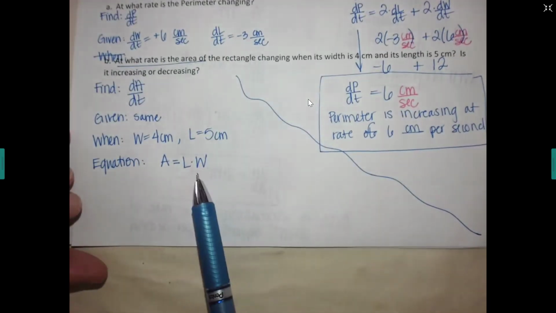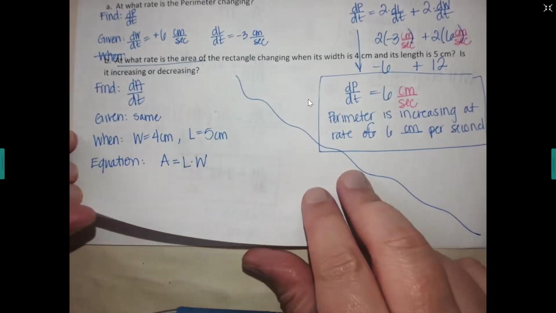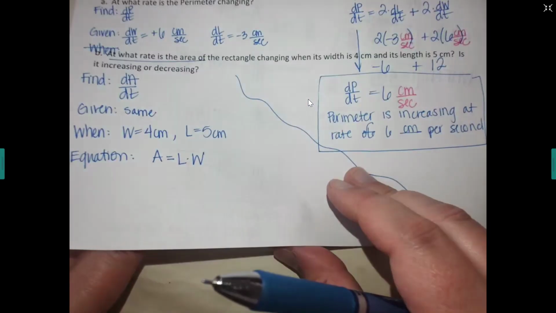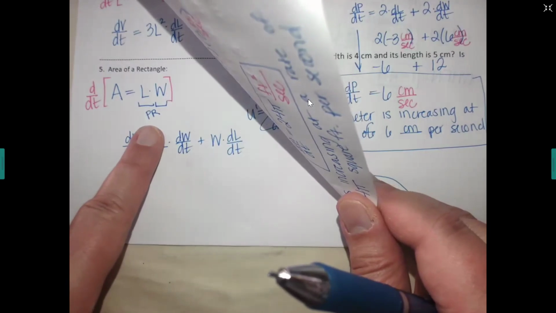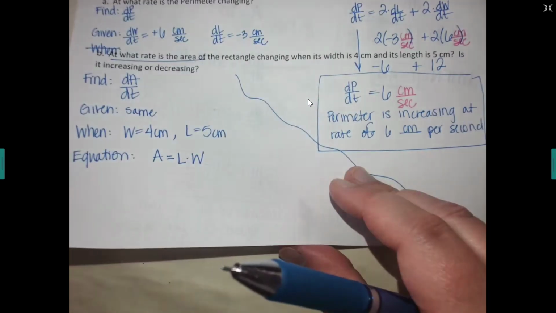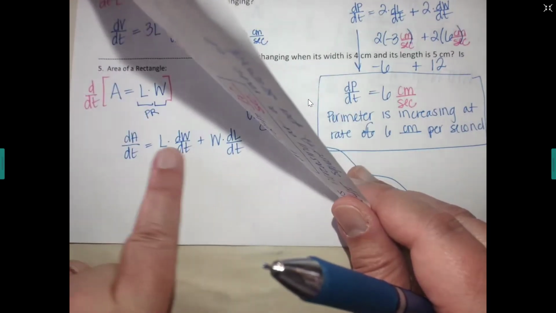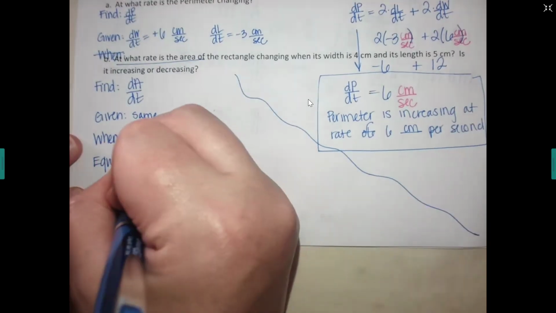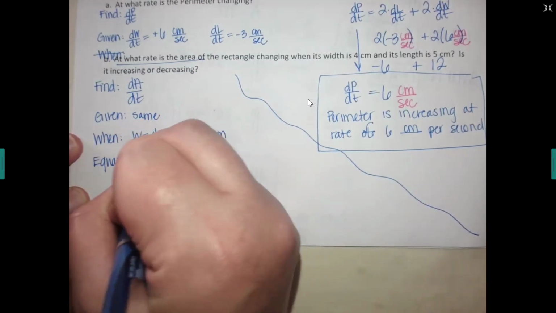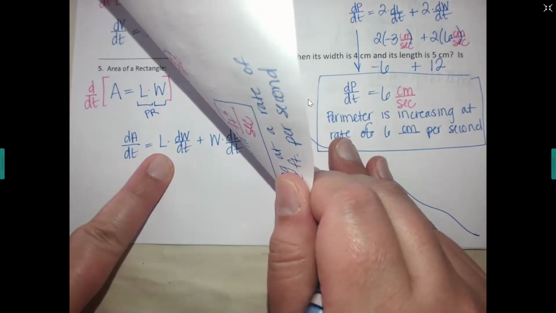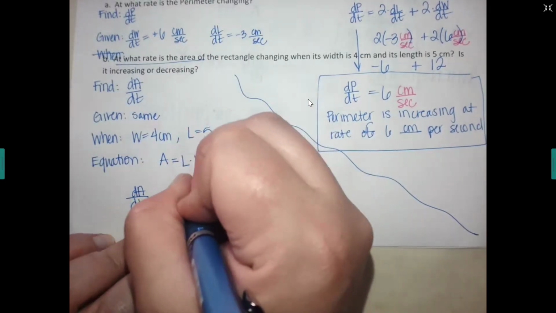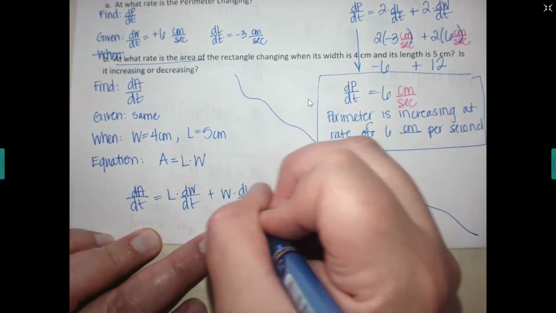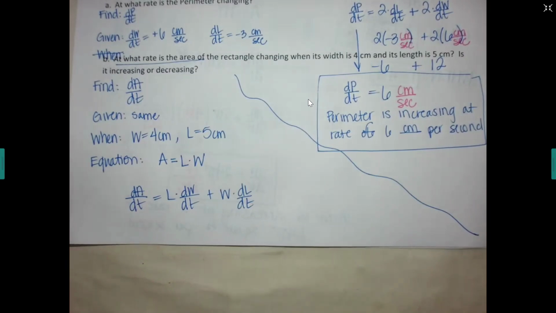Now, because this is an example we already did, do you see that we already took the derivative of it here? So I'm just going to copy that work over, but you would have to do product rule. So you should remember that, but since we already did it, I'm just going to snatch this equation from right here. Okay, so dA/dt equals L dW/dt plus W dL/dt. And then from there, we're ready to just plug our numbers in.